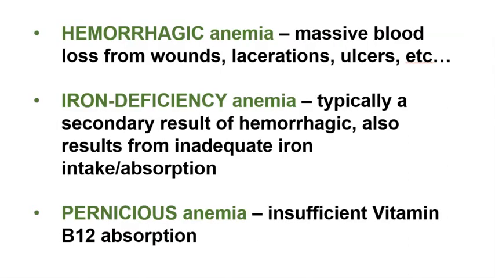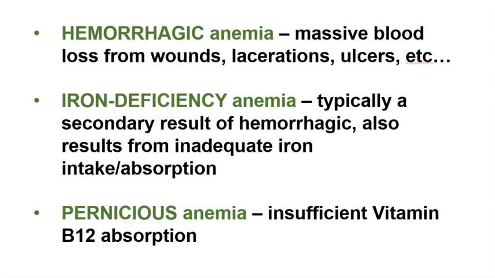First, we have hemorrhagic anemia, which is caused by massive blood loss, such as open wounds, lacerations, ulcers that are bleeding, and things like this. The term hemorrhage simply refers to bleeding or blood loss. The typical treatment for hemorrhagic anemia is a blood transfusion where the lost blood is then replaced.